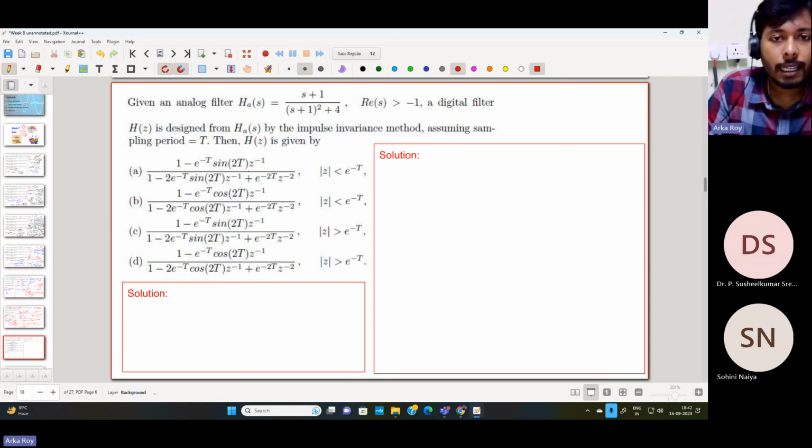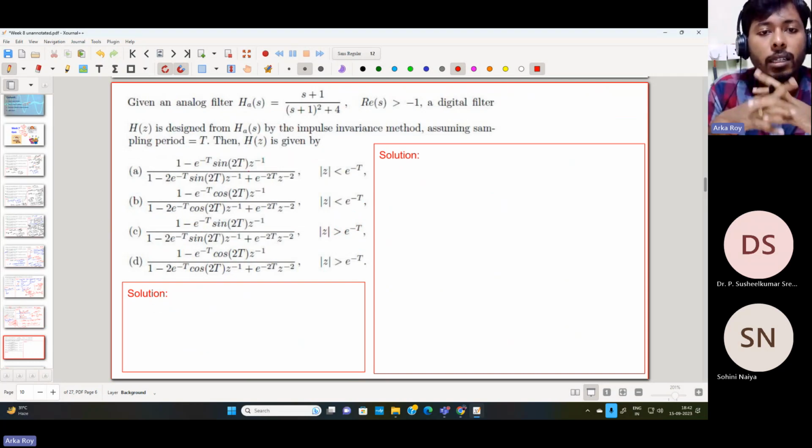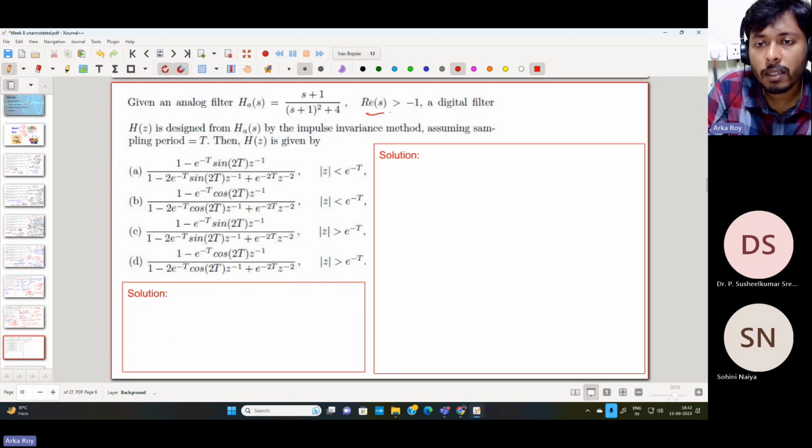Okay. So moving to the next question. In the next question, we are given an analog filter, H(s), which is a Laplace transform of (s plus 1) divided by ((s plus 1) whole square plus 4), and it has been given that the real part of s is greater than minus 1. The digital filter corresponding to this is H(z), which is obtained from H(s) by the impulse invariance method, that is basically covered in week 7. Assuming the sample period is T, we need to find the z transform of the equivalent digital filter that we are trying to map using the impulse invariance method.